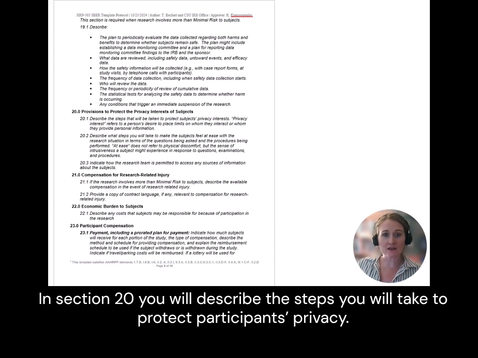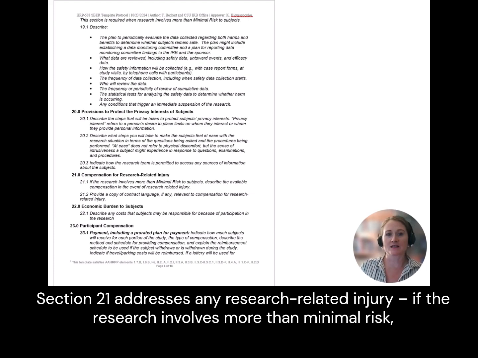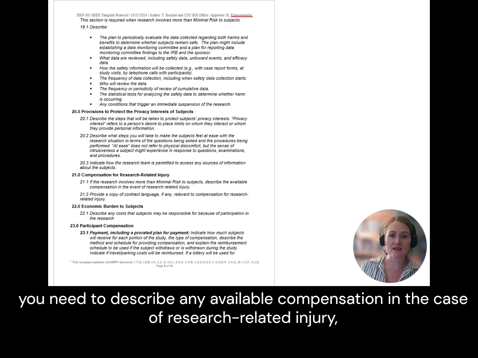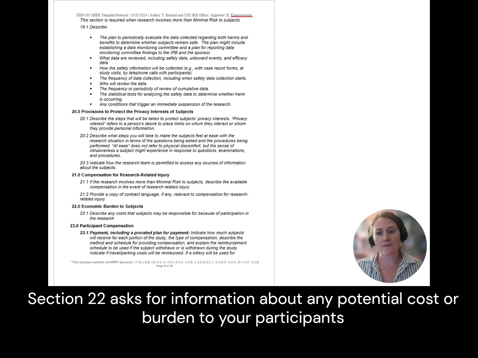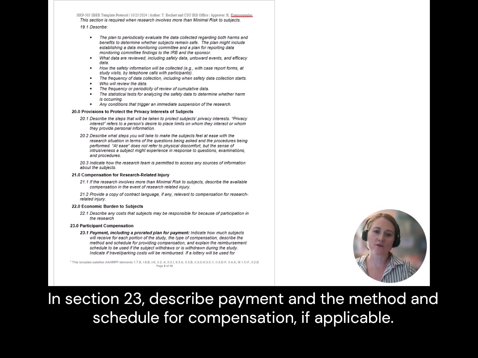In section 20, you will describe the steps that you'll take to protect participants' privacy. Section 21 addresses any research-related injury. If the research involves more than minimal risk, you need to describe any available compensation in the case of research-related injury, and you need to provide a copy of contract language relevant to compensation for research-related injury. Section 22 asks for information about any potential cost or burden to your participants. And in section 23, you'll describe payment and the method and schedule for compensation, if applicable.